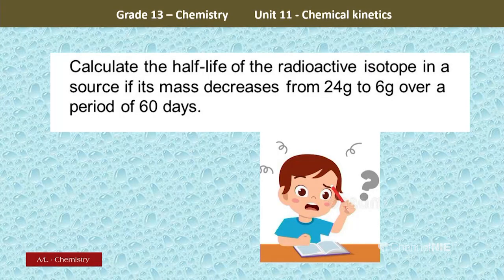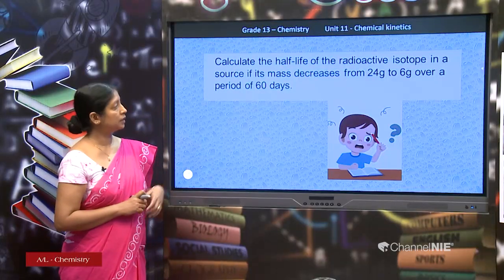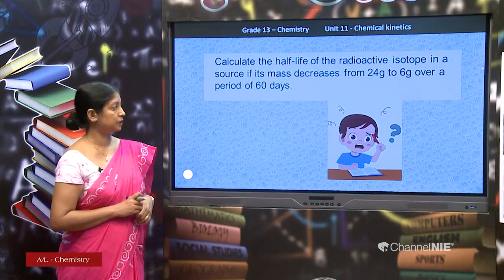So, let us see how we do calculations based on half-life. Here you are provided with a very simple question. You are given a certain radioactive isotope. Its initial mass is given as 24 grams, and it gets reduced to 6 grams over a period of 60 days. This radioactive decay of the isotope is a first order reaction.